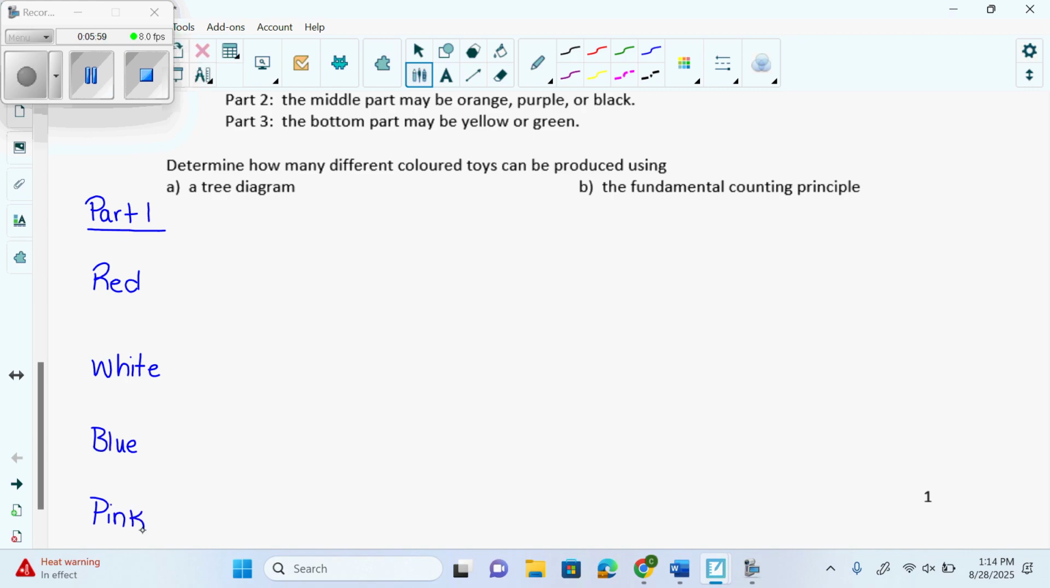If this toy only had part 1, how many different toys could I make? 4. Yes, this is not rocket science. Yes, I can make 4. It would be a red toy, a white toy, a blue toy, or a pink toy. We agree? But it doesn't have 1 part, it has 3. So let's talk about part 2.